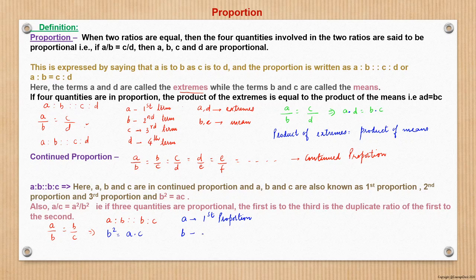B is called the second proportion. Because here only three numbers are there, A, B and C, so A is called first proportion, B is called second proportion, and C is called third proportion. Similarly here A is called first term or first proportion, B is called second term or second proportion, and D is called fourth term or fourth proportion.